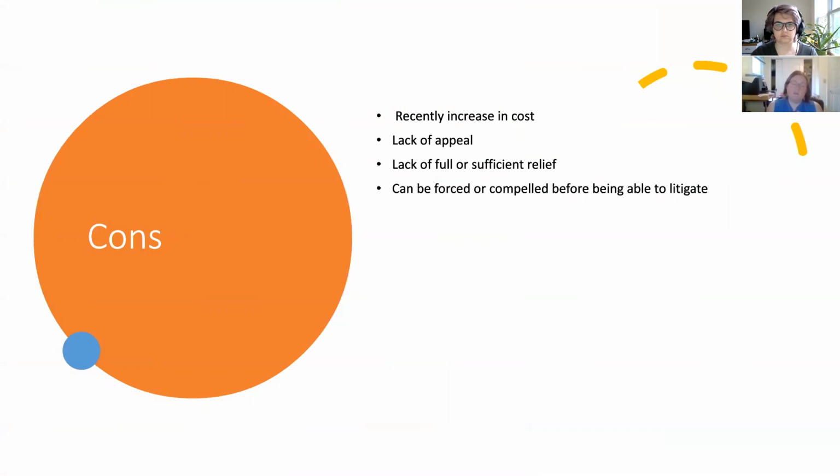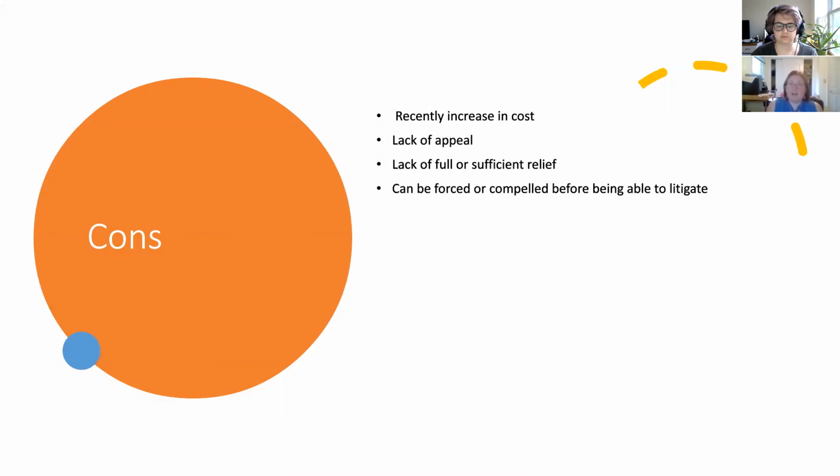Second, there's a lack of an appeal process, which means the arbitrator's decision is final if the parties agree to a binding decision. Typically, there are only two grounds for an appeal, and those typically are if there was a clerical error made in the decision, or if gross negligence on the part of the arbitrator or arbitrators can be proven.